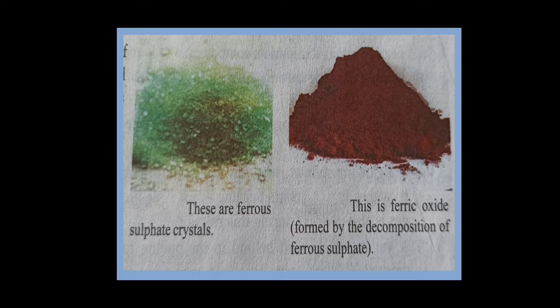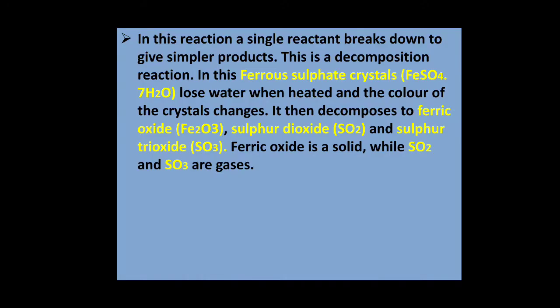This is the ferrous sulfate crystal before heating, green in color, and after heating, this is ferric oxide formed by the decomposition of ferrous sulfate. So this ferrous sulfate is changed into this ferric oxide, which is brownish in color after heating. In this reaction, a single reactant breaks down to give simpler products. This is a decomposition reaction.